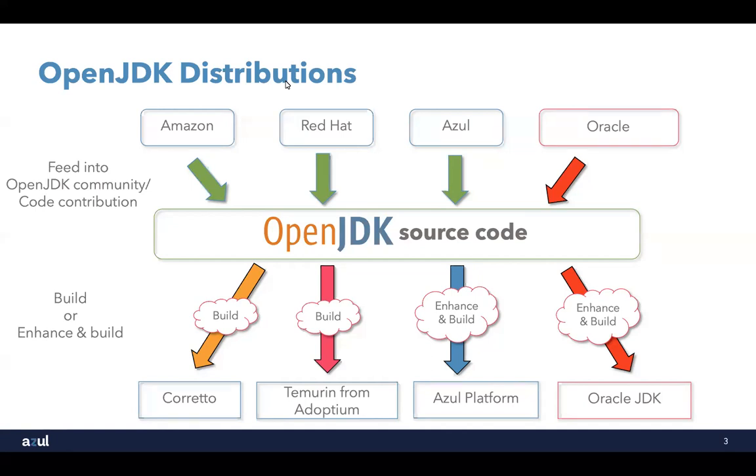There are other distributions. So Amazon has one called Corretto that they use to run applications if you're using AWS. Microsoft have a distribution so that if you want to run your applications in the Azure cloud, and there's Temurin from Adoptium, which is a free build that you can get from the Eclipse Foundation. So as you can see, lots of input goes into OpenJDK, and then people take that and they build a distribution that you can use to run your applications.